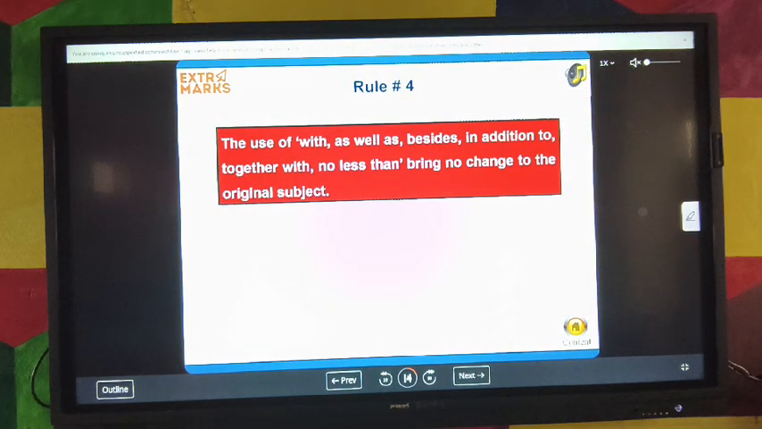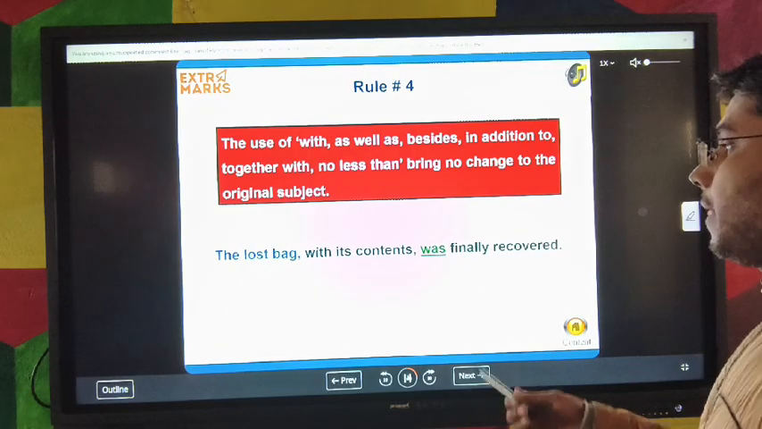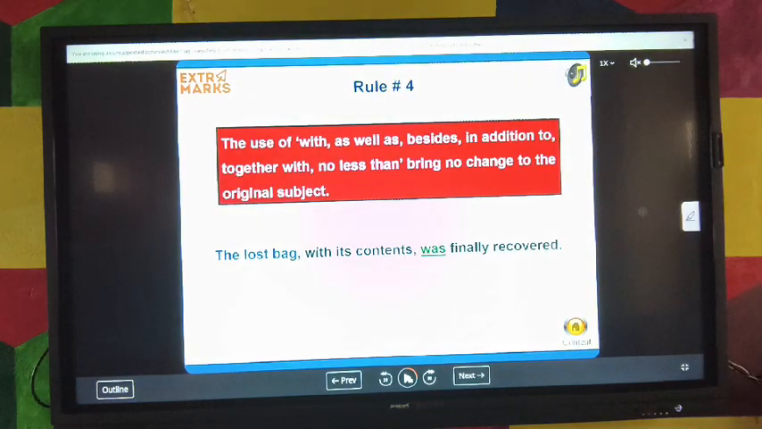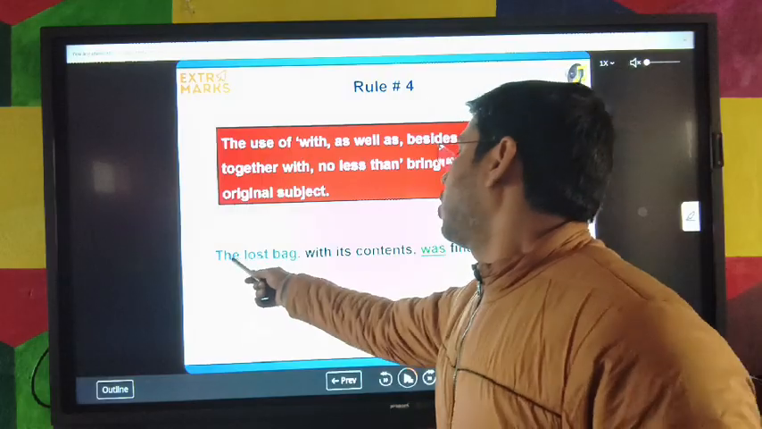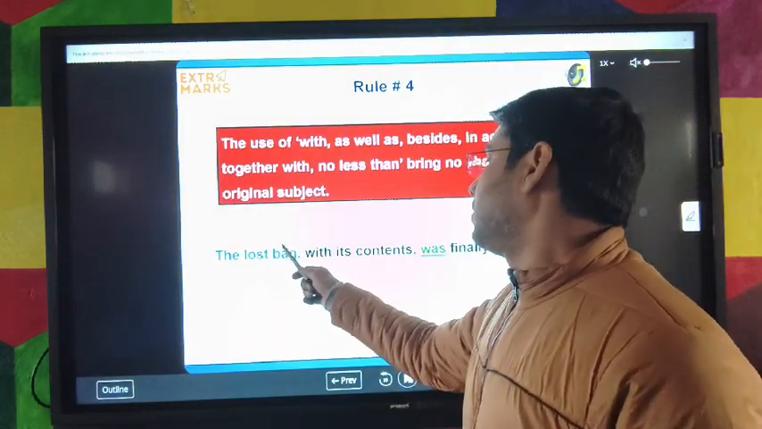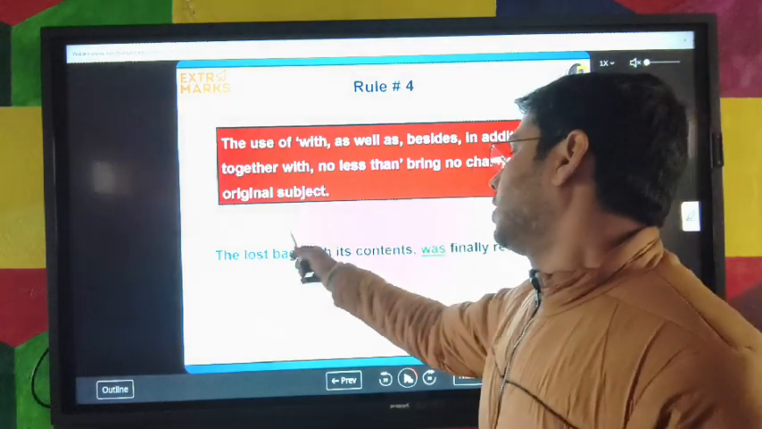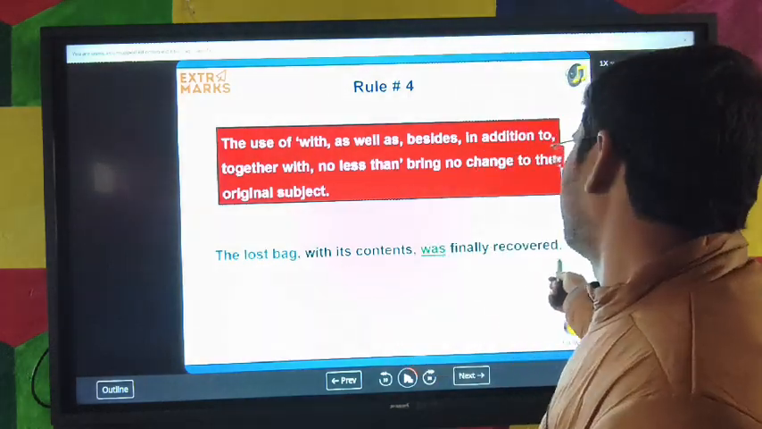Rule number 4. The use of with, as well as, besides, in addition to, together with, no less than brings no change to the original subject. The lost bag with its contents was finally recovered. We are talking about the lost bag. Only one bag has been mentioned here, so we will use the singular verb was. The lost bag was finally recovered.